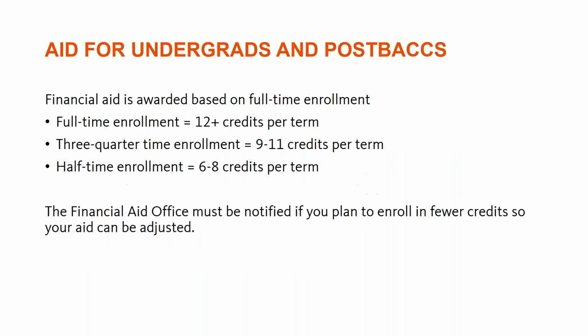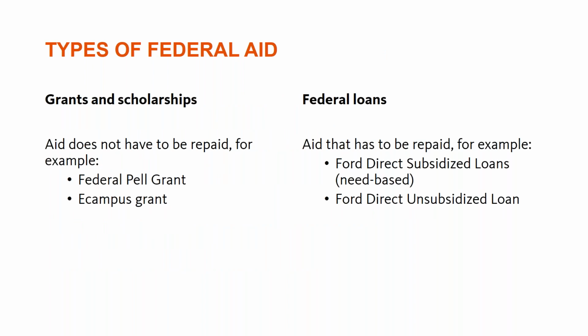So, the different types of aid that you will see on your award. The first one is grants and scholarships. That is aid that does not need to be repaid and most commonly consists of the federal Pell Grant or the Ecampus grant from OSU. You will also see loans offered to you. They come in two kinds, the subsidized loan and the unsubsidized loan. The subsidized loan is considered need-based aid, and the difference between the two is that with the subsidized loan, the interest is subsidized while you're in school, which essentially means it doesn't accrue interest while you're enrolled.